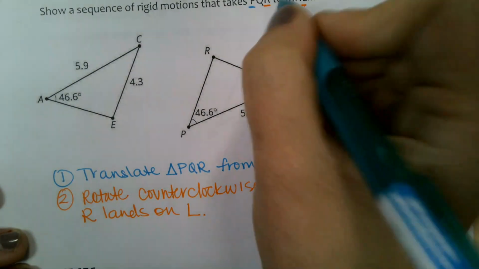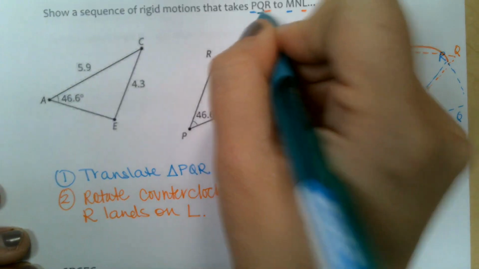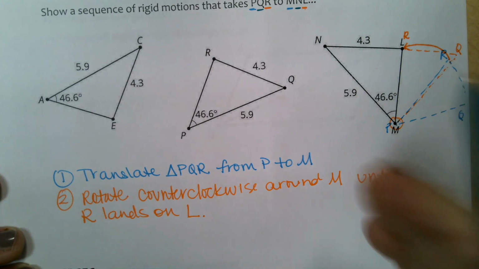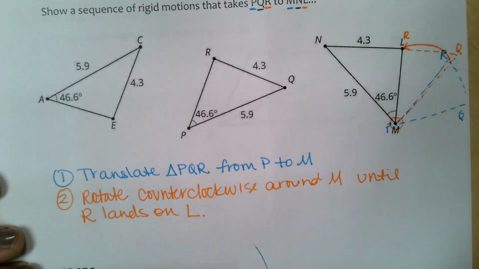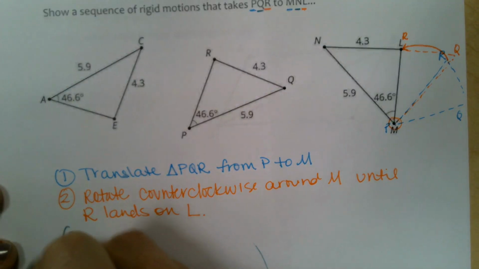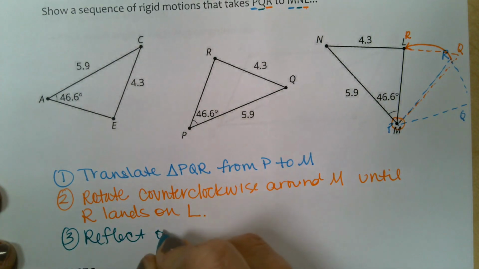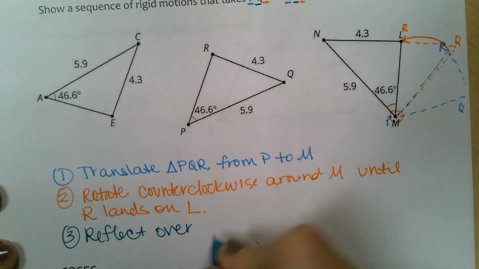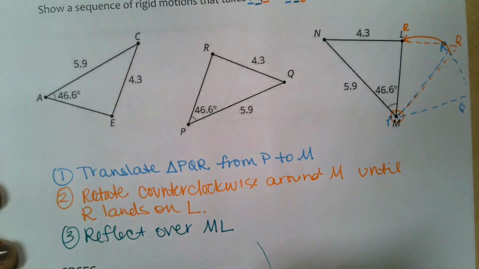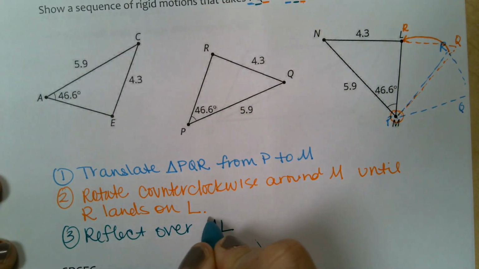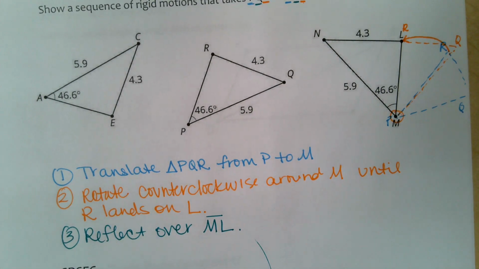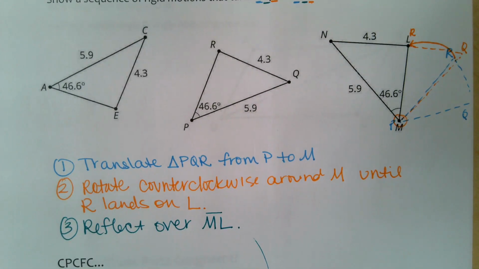And then the last thing is that Q should line up on N. And I can see that if I just reflect it over like that, I will get that. So we will reflect over ML. Okay. So that is a sequence that will get the triangle onto the other.